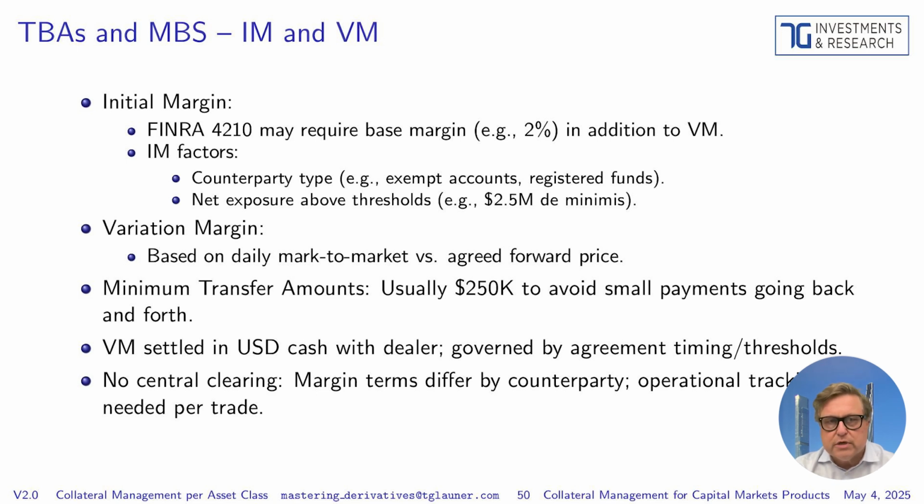Variation margin is determined based on daily mark-to-market valuations compared to the agreed forward price of the securities. Minimum transfer amounts are typically set at $250,000. So if the exposure minus the posted collateral is below this amount, no action needs to be taken. Variation margin is settled in US dollars with the dealer and is governed by specific agreement timings and thresholds. Since there is no central clearing for the TBA transaction, margin terms can vary depending on each counterparty relationship. This necessitates careful operational tracking for each trade to ensure compliance with these varying terms.